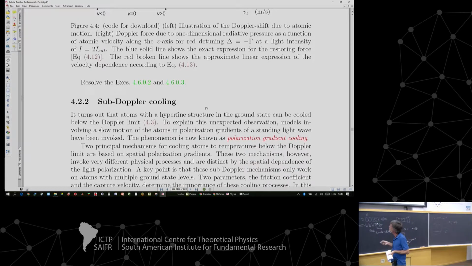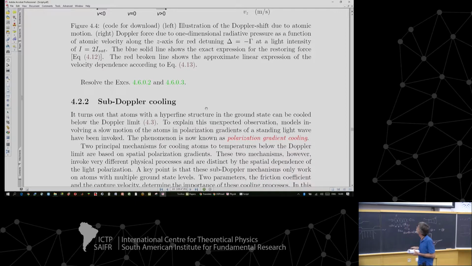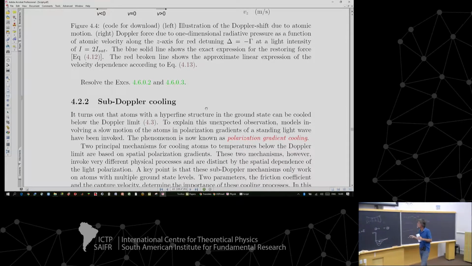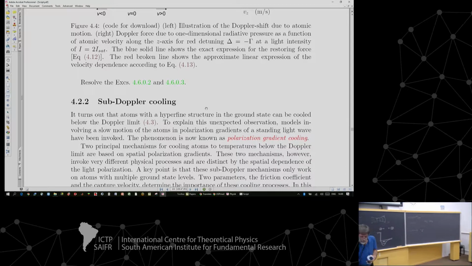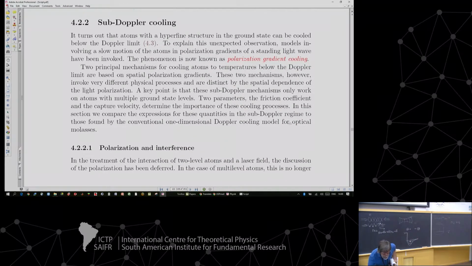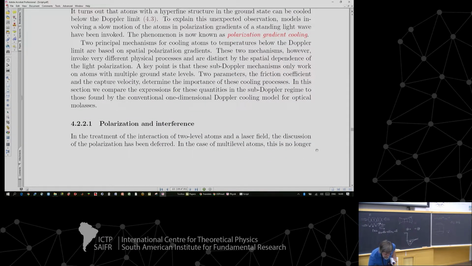So the measured temperature was about 10 microkelvins. This is called sub-Doppler cooling, and it's related to a more complicated optical pumping mechanism that I won't explain today. But if you're interested, have a look at techniques of polarization gradient cooling and Sisyphus cooling. There are different techniques, and with these you can cool the atoms to much lower temperature.